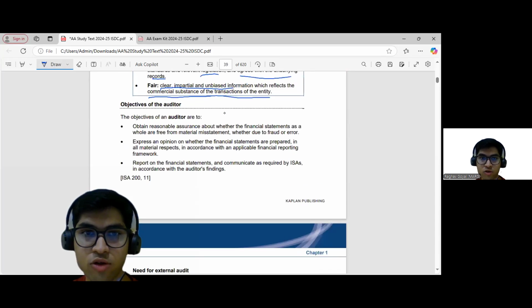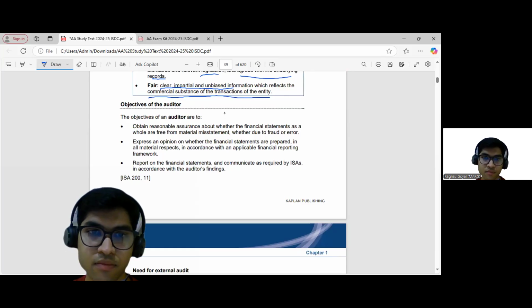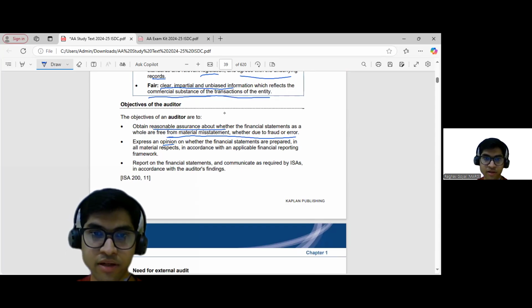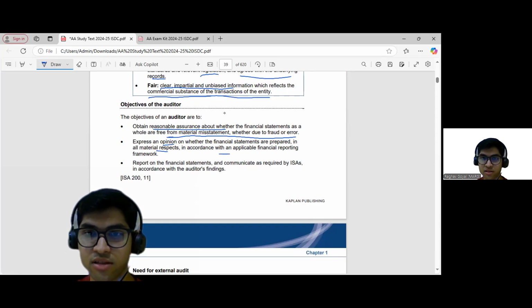So we have the objectives of the auditor. The auditor has to obtain reasonable assurance about whether the financial statements as a whole are free from material misstatement, whether due to fraud or error. And express an opinion on whether the FS are prepared in all material respects in accordance with an applicable financial reporting framework.